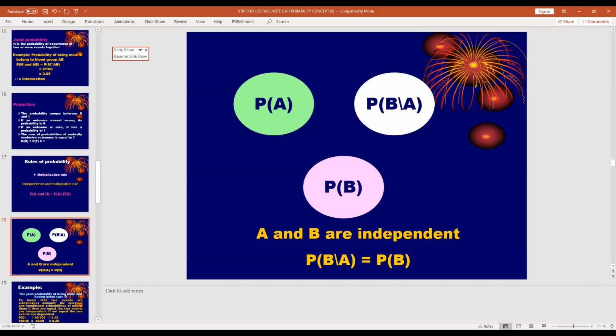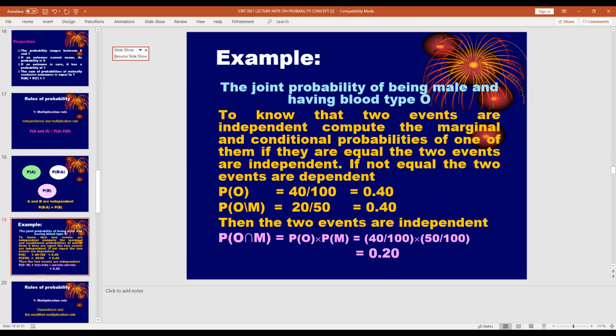And don't forget what I said the other time, that independence attracts the multiplication rule. Now, I want to walk you through an example. Now, the joint probability of being male and having blood type O. To know that two events are independent, compute the marginal and conditional probabilities of one of them. If they are equal, the two events are independent. If not equal, the two events are dependent.